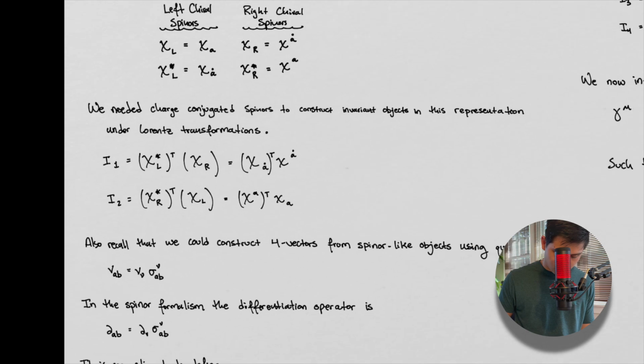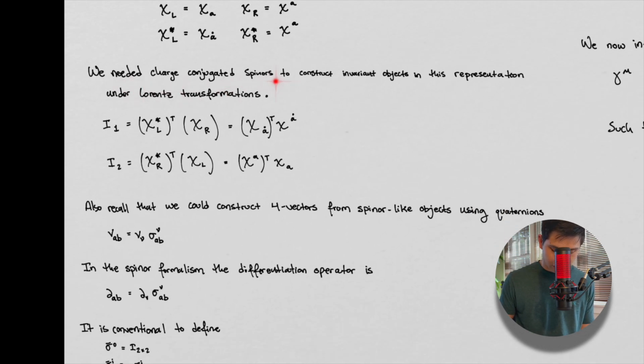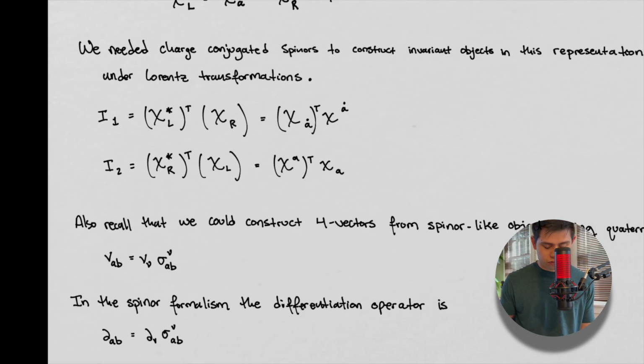So this is exactly why we needed to do that. We need charge conjugated spinors to construct invariant objects in this representation under the Lorentz transformations, right? So we had gone over this also. We're reminding ourselves again that one of our invariant quantities is something that looked like this. So we needed to combine a left chiral conjugated spinor with a right chiral spinor. And conversely, we can combine a right chiral conjugated spinor with a left chiral spinor. Okay, and these two guys were invariant objects.